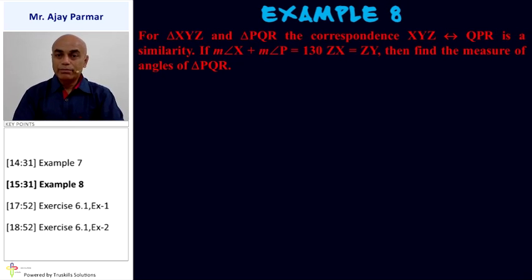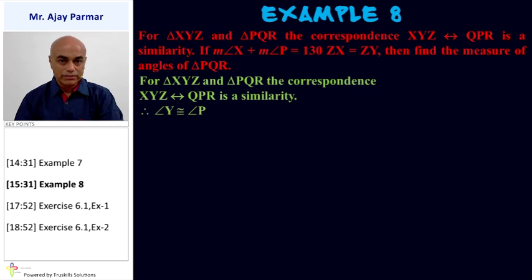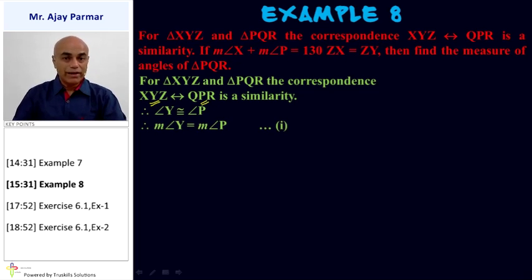Triangle XYZ and triangle PQR, where XYZ corresponds to QPR, is a similarity. Measure angle X plus measure angle P is 130. ZX is equal to ZY. We are expected to find out the measure of all the angles of triangle PQR. So, the correspondence XYZ to QPR is a similarity that is given to us. So, angle Y should be congruent to angle P, because Y, as you can see, is corresponding to P. And because of that particular reason, measure angle Y will be the same as measure angle P.